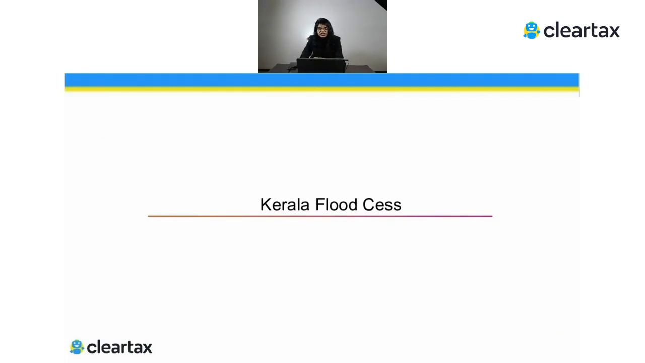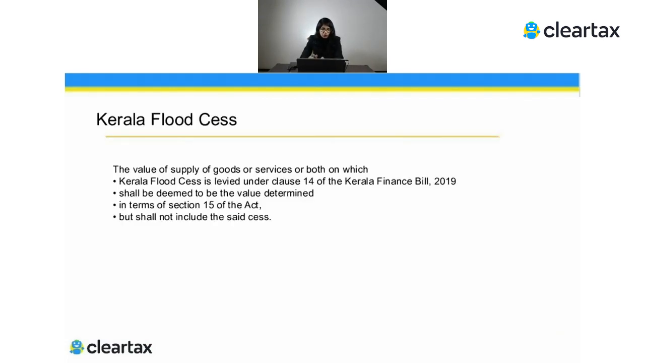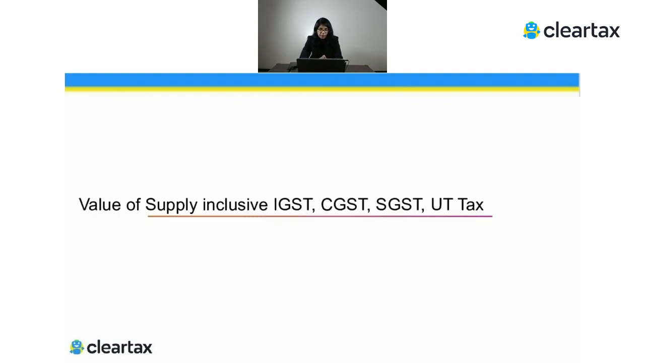Now, apart from that, there is the Kerala Flood cess. When we talk about the value of supply, then the value of supply of such goods or services or both on which Kerala Flood cess is levied will be determined in terms of the normal provision, which is our transaction value, and will not include this cess. If we think of customs duty, we usually include it while computing the transaction value, but when it comes to the Kerala Flood cess, it will not be included.